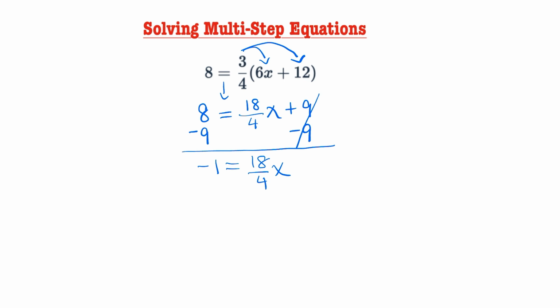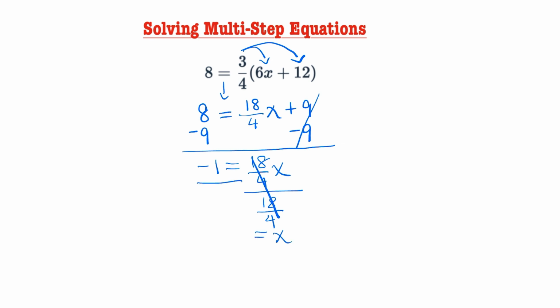Okay, I almost have x by itself. I now just have a coefficient of 18/4. So because 18/4 is being multiplied by x, I can do the opposite, which is to divide by 18/4. Anything divided by itself is 1. So that will be gone, and I'll be left with just x.